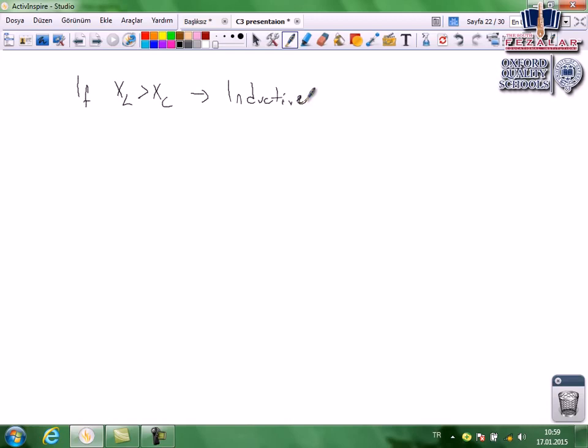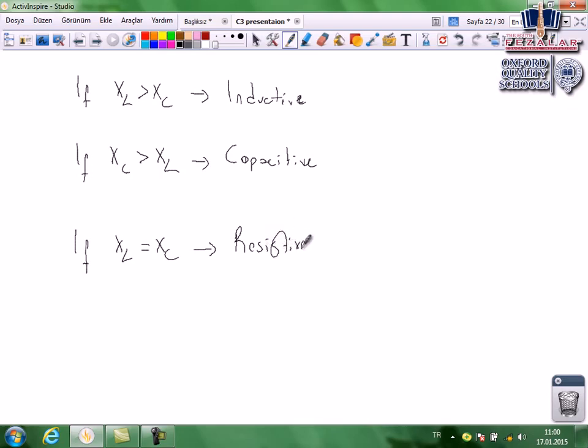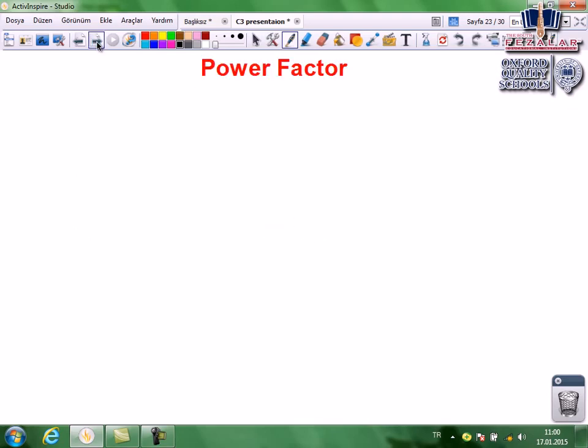Inductive property. If in the circuit XC is greater than XL, that means current leads voltage. At this time, the circuit will be capacitive. When they are the same, when XL equals XC, there will be no phase difference between current and voltage, so the property of the circuit will be resistive.